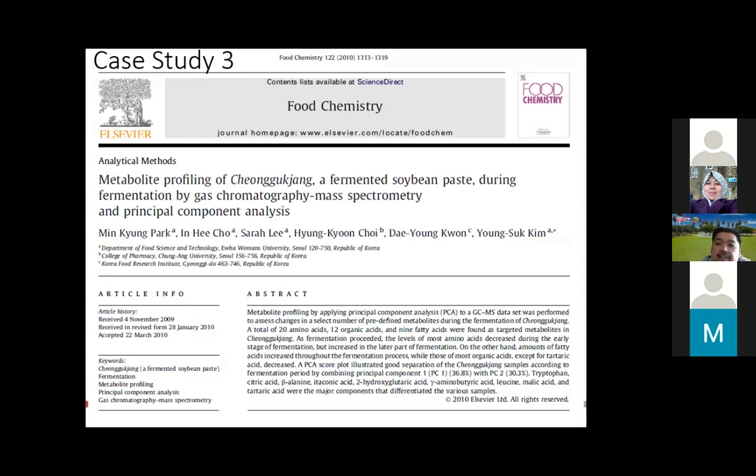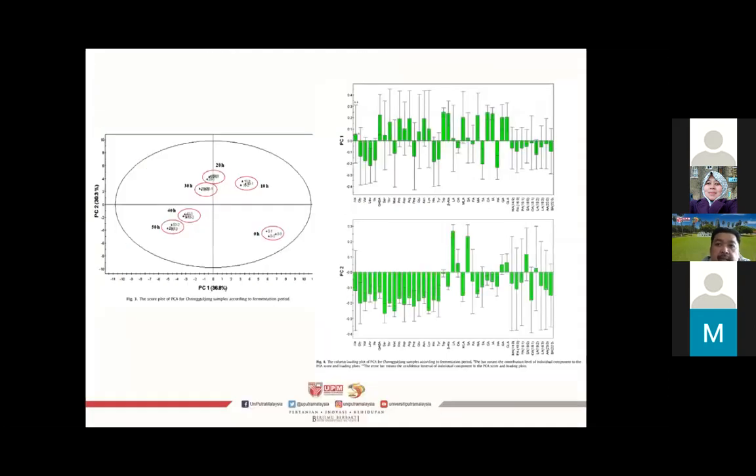Okay, this study described the metabolite profiling of chungkookjang, a fermented soybean paste, during fermentation by GC-MS and PCA. As shown in this figure, the chungkookjang samples taken at different fermentation times were clearly distinguished in the score plot generated by combining PC1 and PC2. The samples could be separated according to their fermentation period, mainly in the score of PC1.